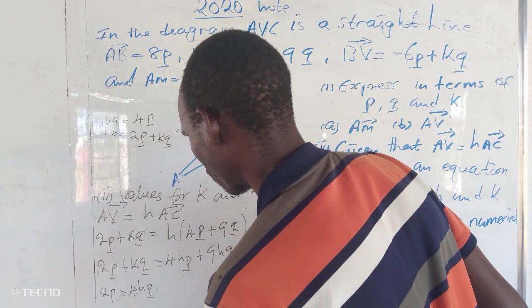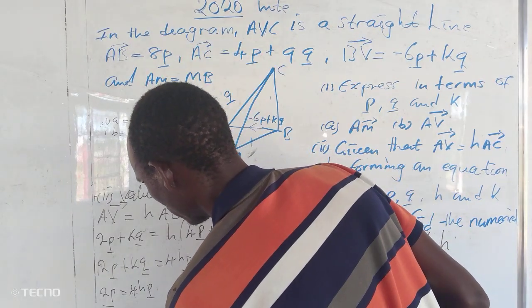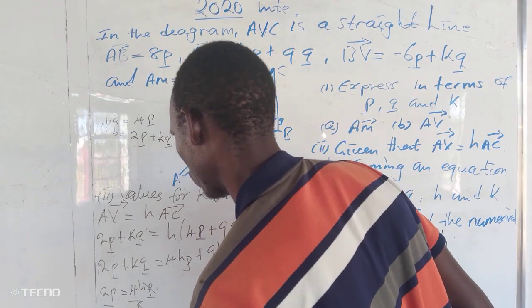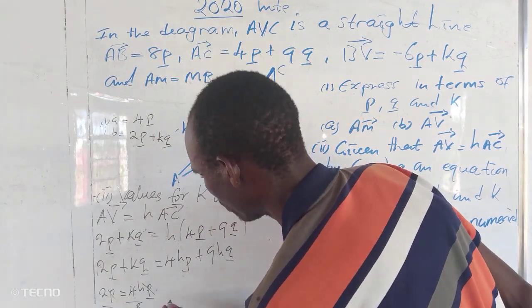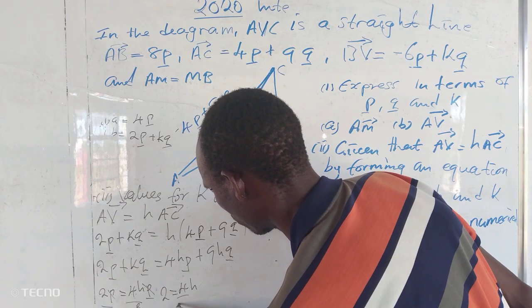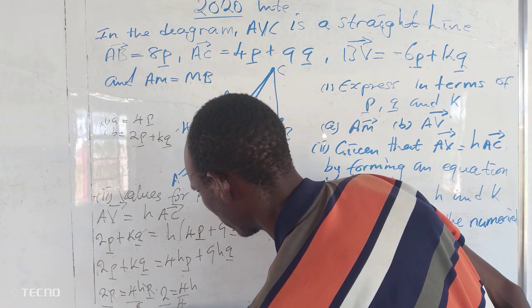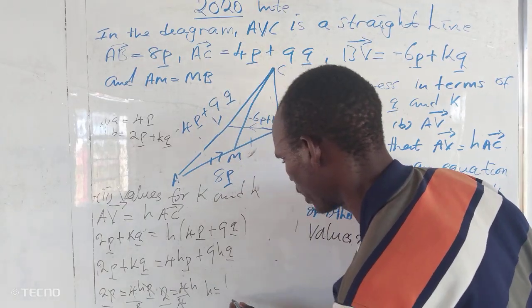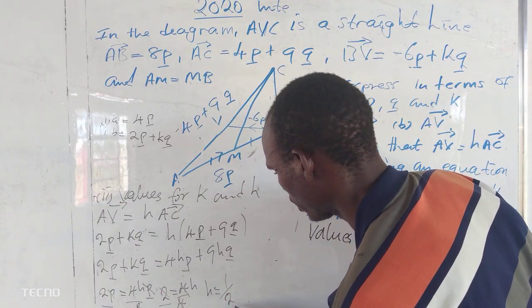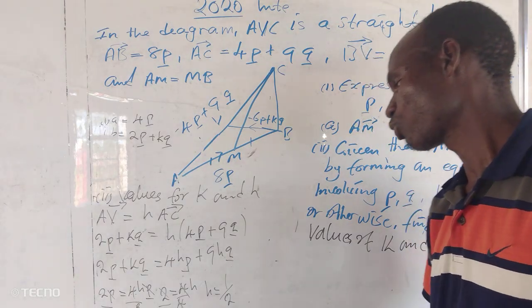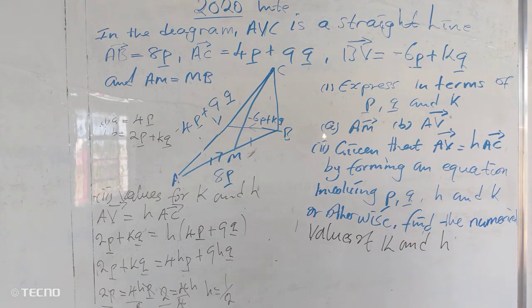Then we divide by P. P and P will go. Then we remain with 2 is equal to 4H. Divide by 4. A 4 and a 4 will go. So H is equal to 2 over 4, which is 1 over 2. So the first numerical value, for H, is 1 over 2.